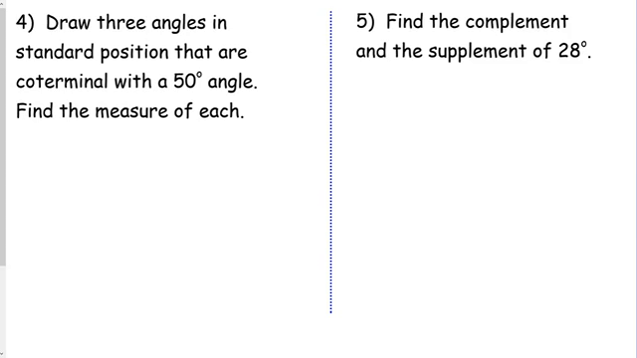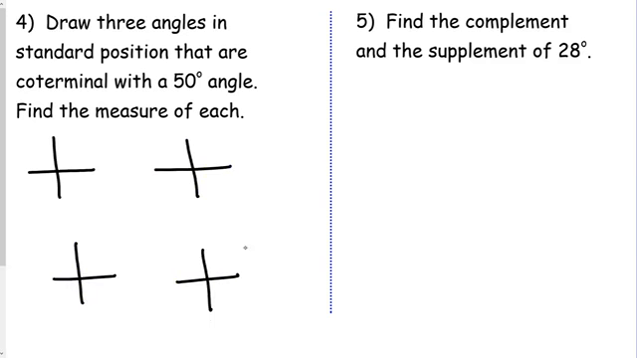Okay, number 4. Draw 3 angles in standard position that are coterminal with a 50-degree angle. Okay, so I'm going to start by drawing my 50-degree angle just approximately, and then 3 more that are coterminal with it. So 50 degrees would be roughly like that, let's say.